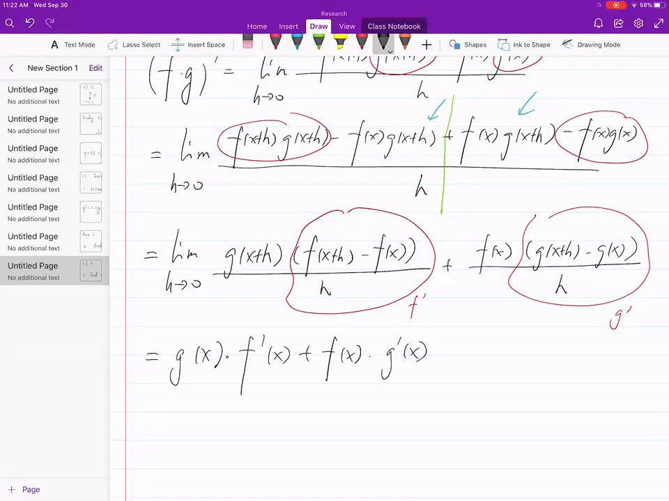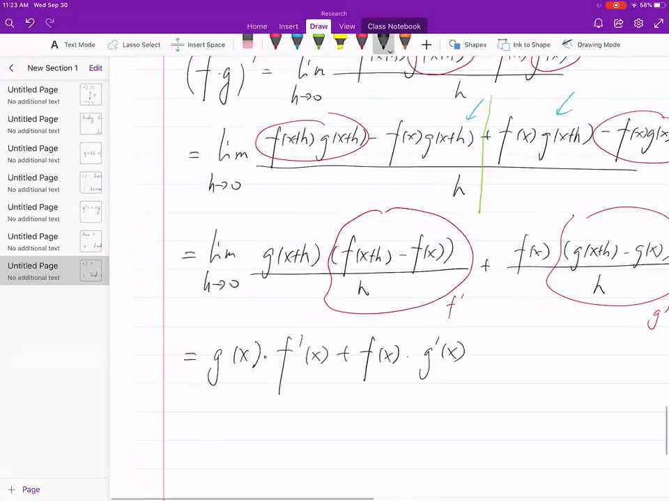This is a perfect proof. The only thing we used was algebra and the definition of derivatives, which is limit h goes to 0, and so on. Nothing else.